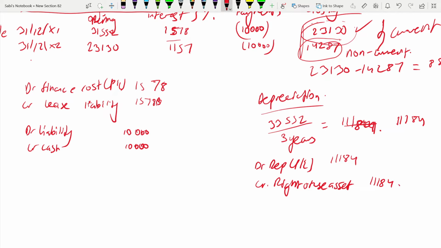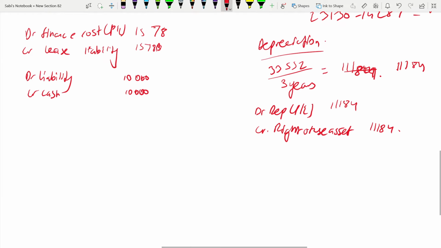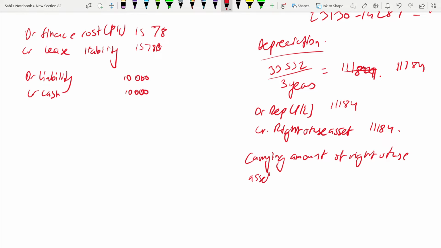Next. So the carrying amount of the right of use asset will reduce because of depreciation in the subsequent measurement. Reduced to how much? Take the difference. Earlier it was 33,552. Now depreciation is 11,184. It becomes 22,368. This one.